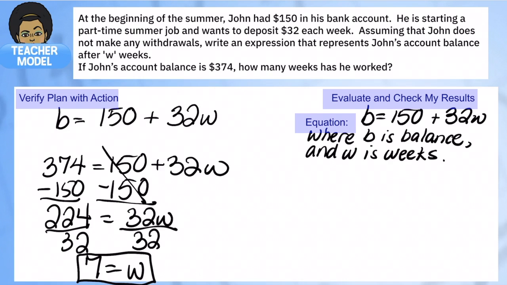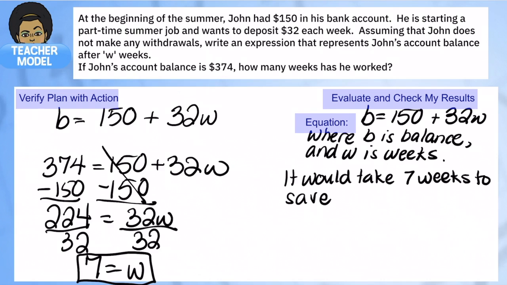So let's write that as a full sentence. It would take 7 weeks to save, what was the original amount? $374 in his account. Again, nice, super clear, and then you can take just 2 minutes to do a check. Again, just using your calculators.